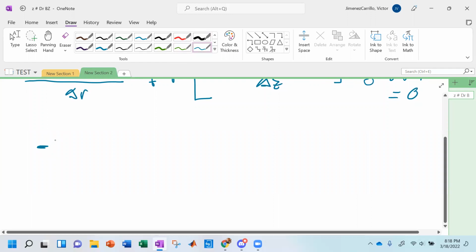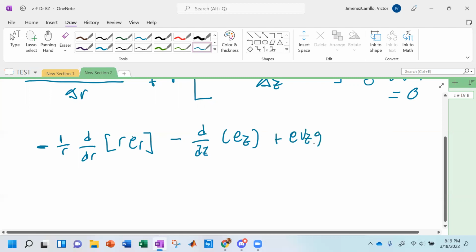So you're going to get negative, and this is in the book. The book goes through everything. In this specific case, you're going to get a 1 over R d/dR. Oh, I actually do know why. R e_R minus d/dZ of e_Z plus rho V_Z g. You divide that R from this side, and it gets it to you nicely. Wonderful.